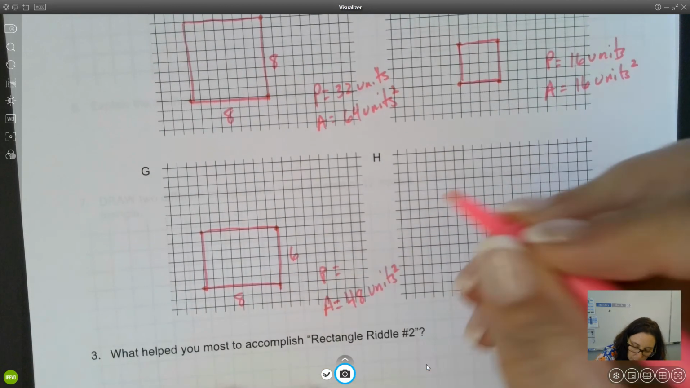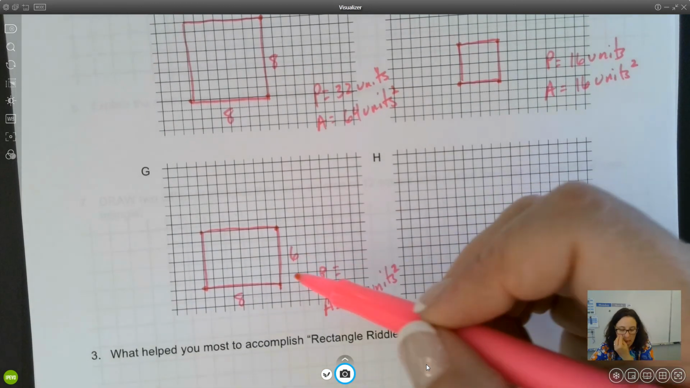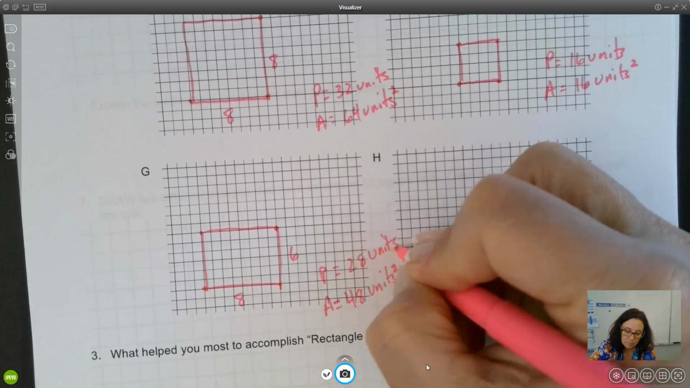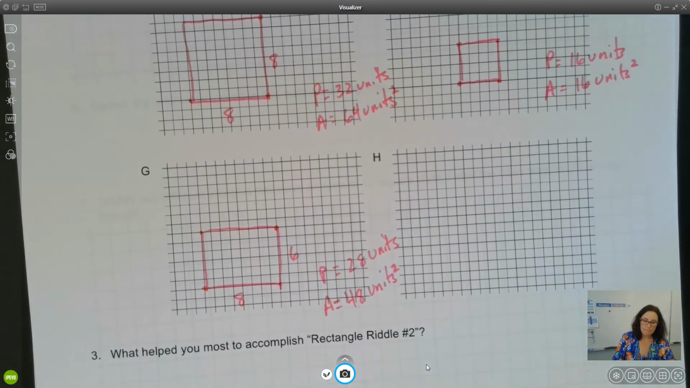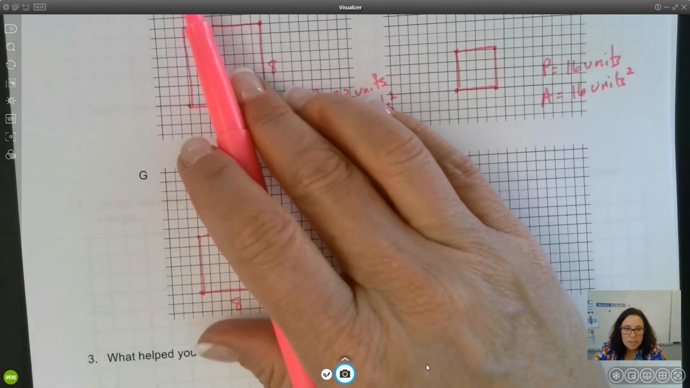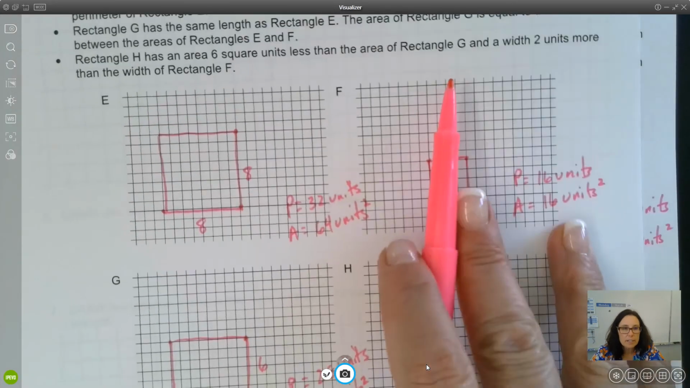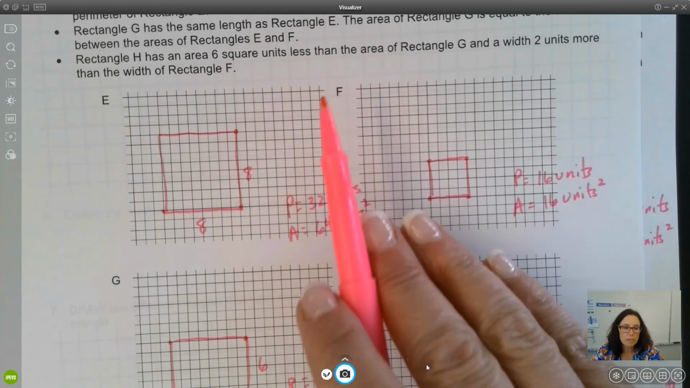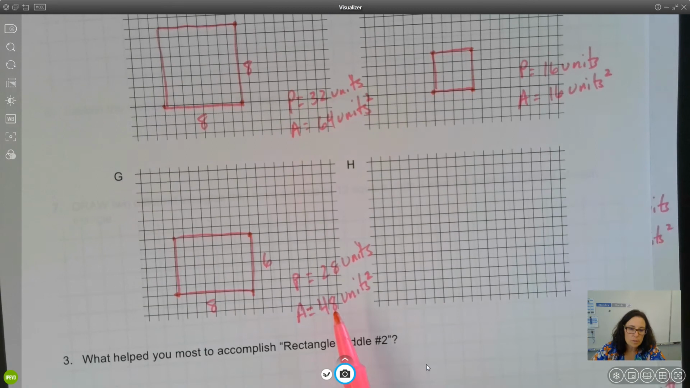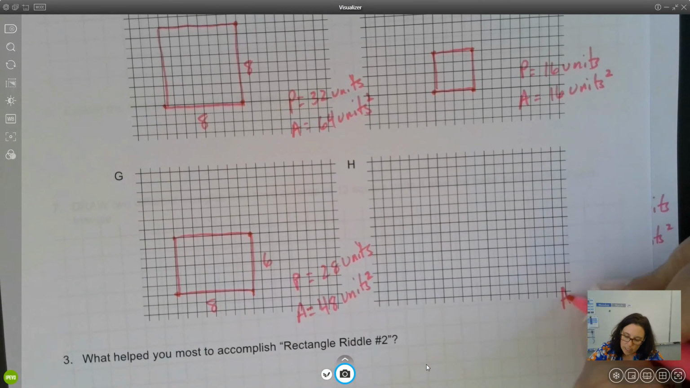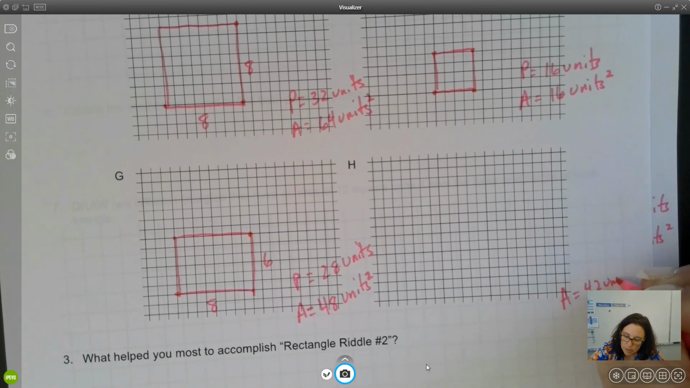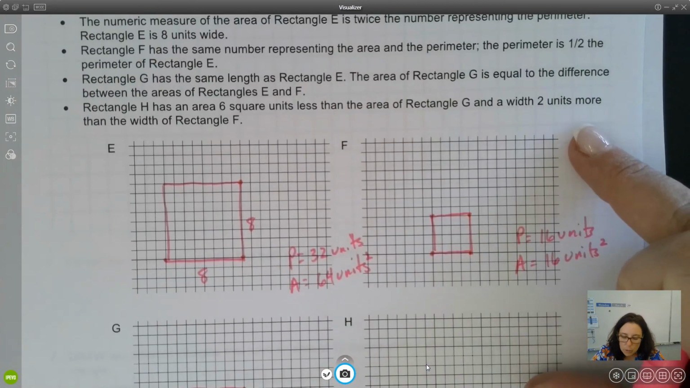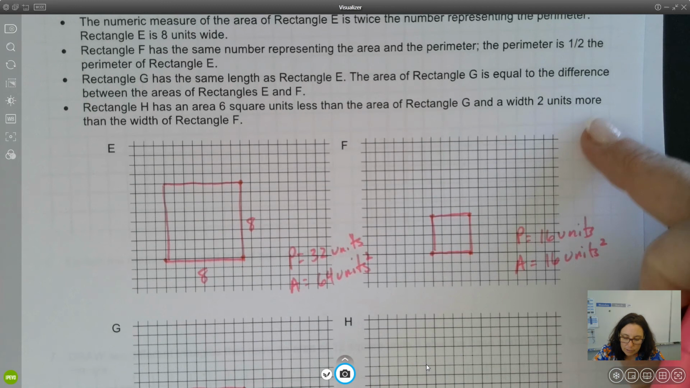And that means the perimeter is 28. Okay. Rectangle H has an area of 6 units less than the area of G. So 6 units less than, so we need an area of 42 units squared, and a width 2 units more than the width of F.